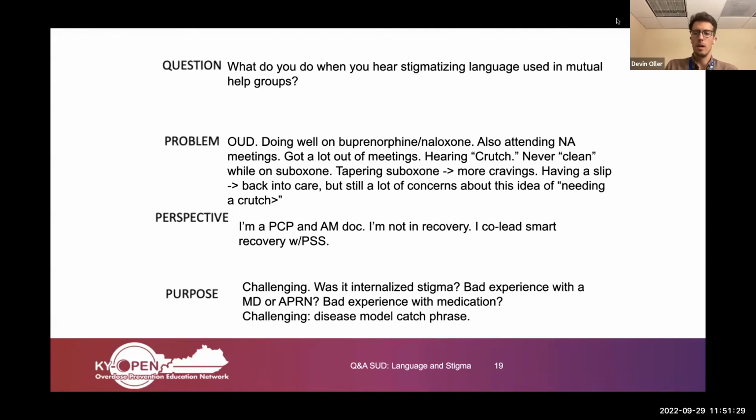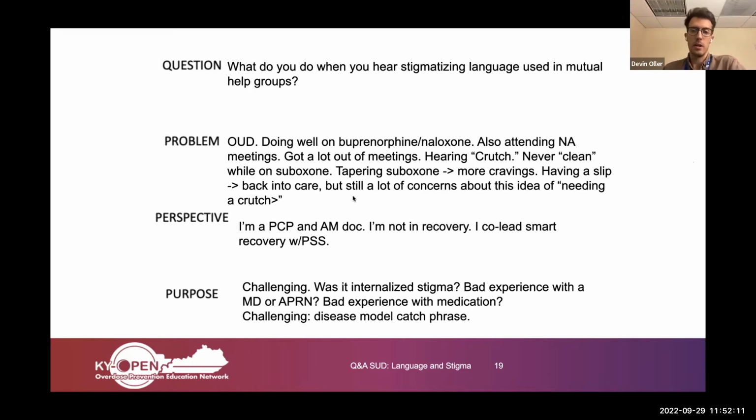Case 1 was talking about stigmatized language used in mutual help groups. The problem that the submitter described was that they had this client who had opioid use disorder and was doing well on buprenorphine, naloxone, or Suboxone. They were also attending NA meetings, and they got a lot out of those meetings, but they were hearing Suboxone called a crutch, that you're never clean while on Suboxone. And so they started tapering Suboxone and developed more cravings and urges to use. Actually ended up having a slip.